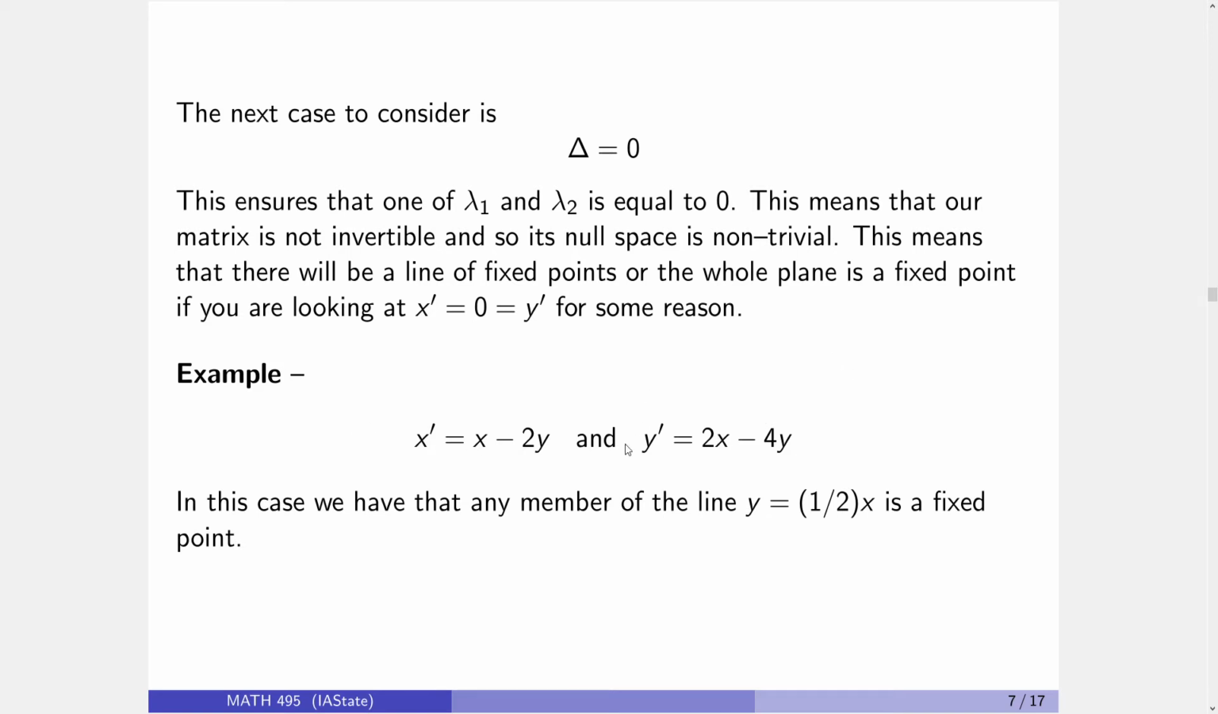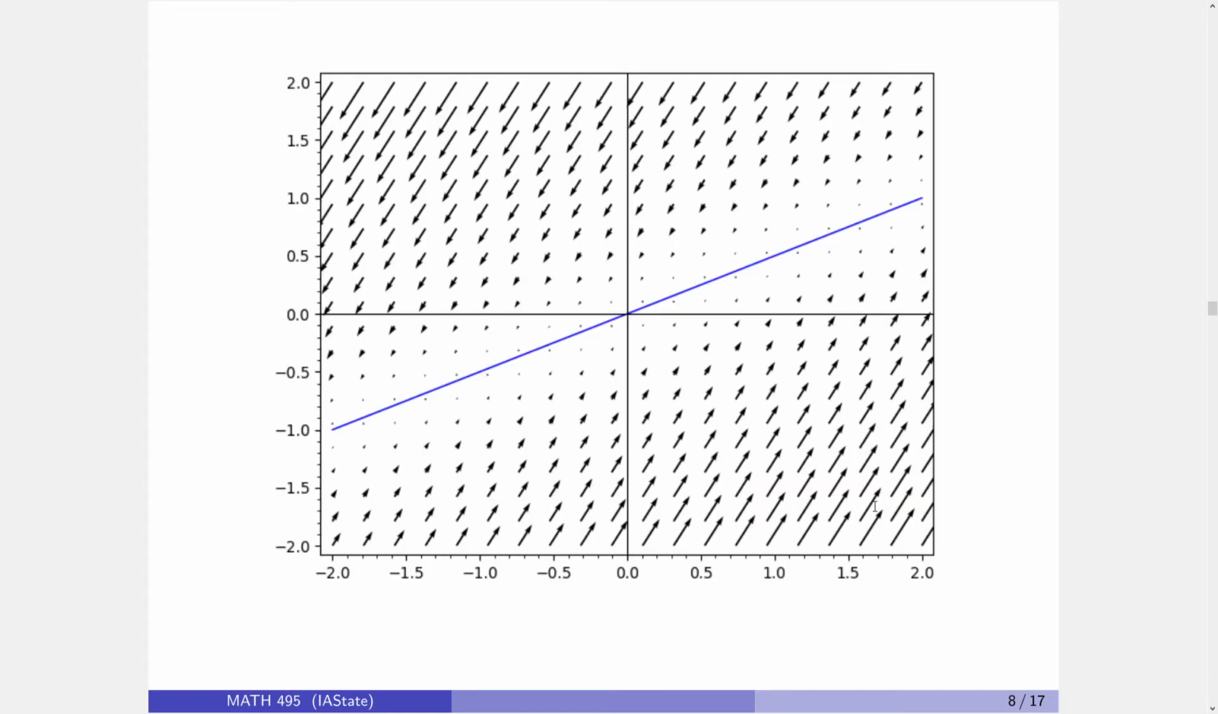And again, note that in order for the matrix to be non-invertible, these two equations have to be linearly dependent, so they have to be scalar multiples of each other. And from this, any fixed point would have to satisfy this is equal to zero, so the line that will generate this will be y is equal to 1/2 times x. And there it is. Everything on this line is a fixed point.